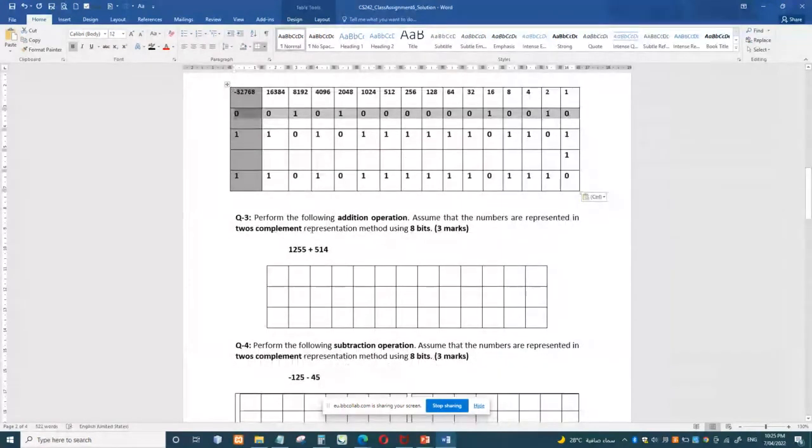Anyway, this is question number 3. Perform the following addition operation. Assume that the numbers are represented in 2's complement representation method using 8 bits. So we need to perform some addition operation.